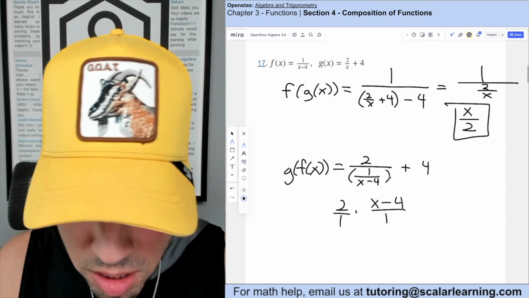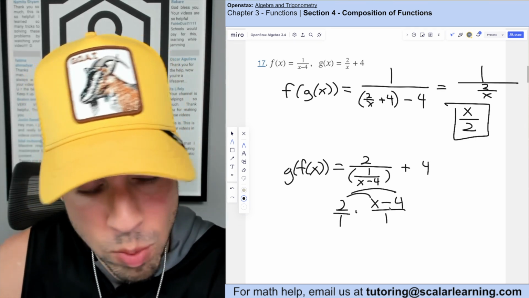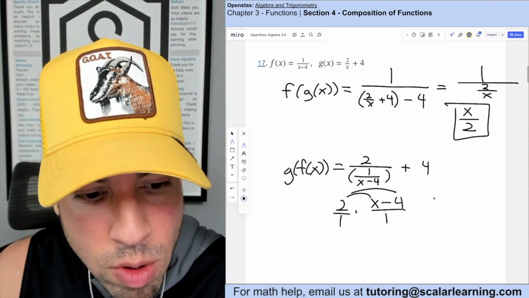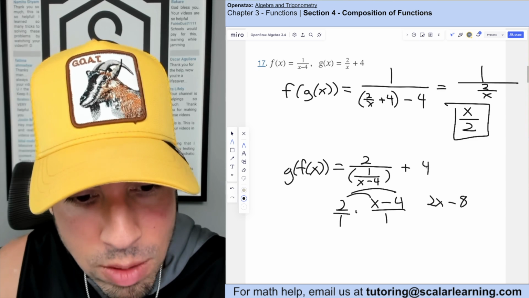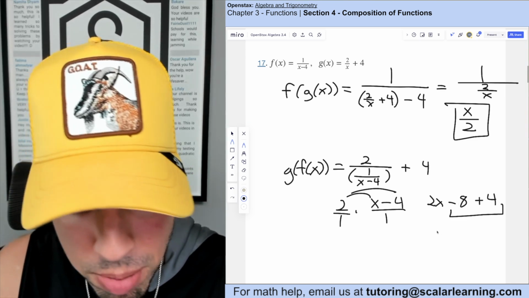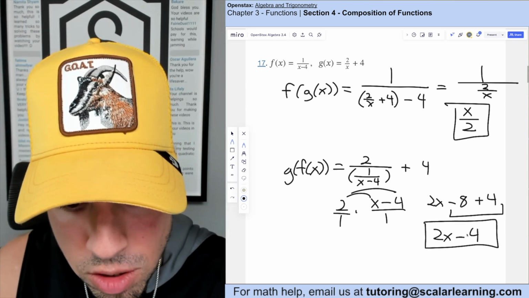I can make that 2 over 1, not that it matters so much, but then we're going to multiply the tops. The bottoms are just going to be 1, so we don't even need a denominator. So then distributing that 2, I have 2x minus 8, and then we still have that plus 4 out there. Last but not least, let's combine like terms. Negative 8 plus 4 is minus 4. There is the answer. Done.